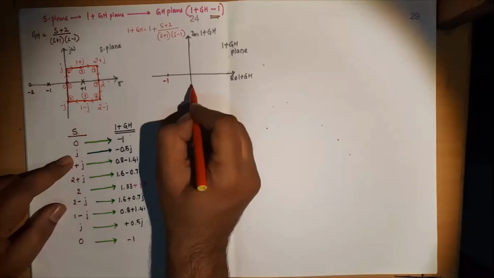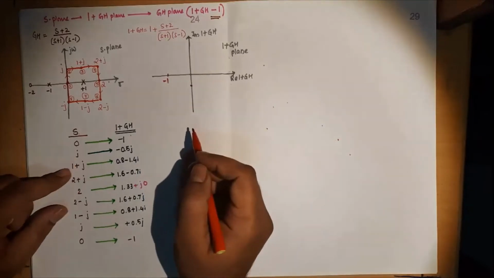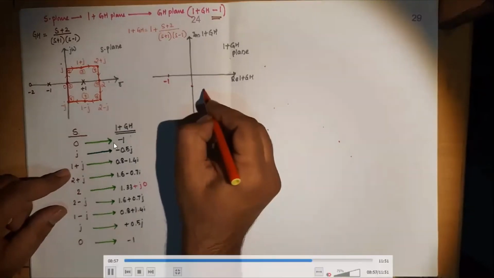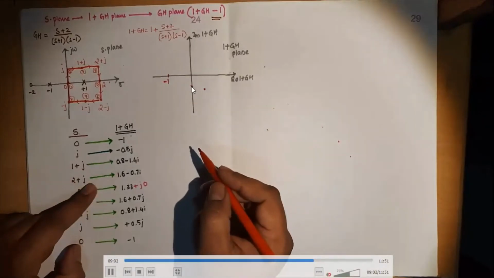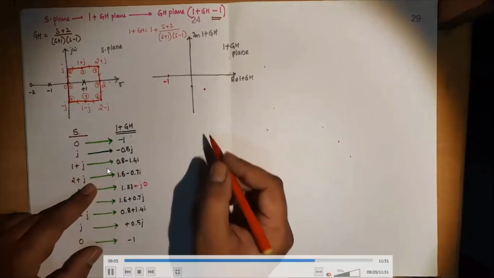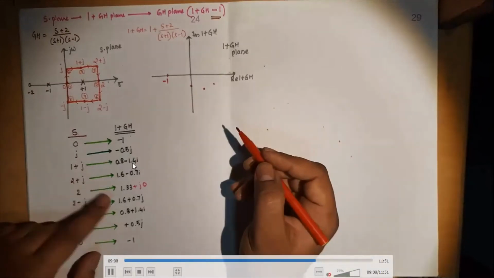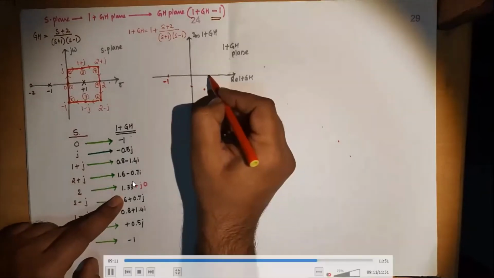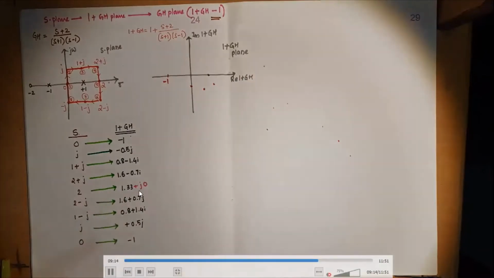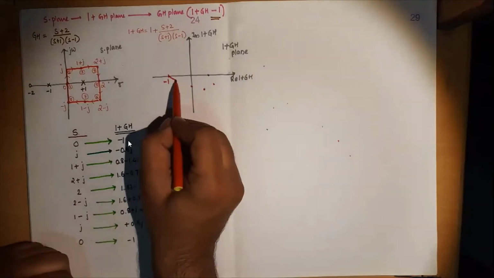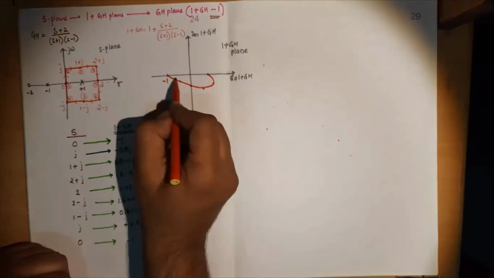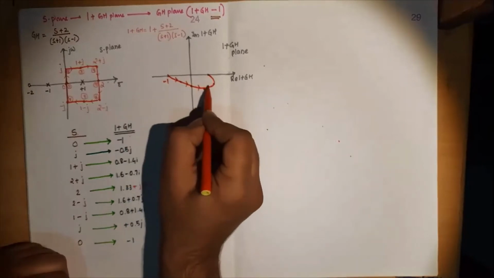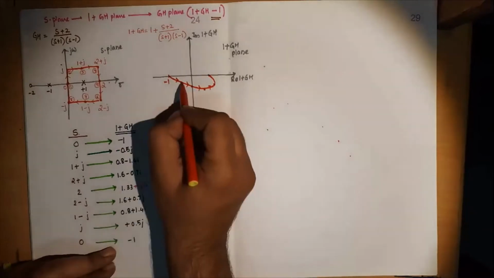So how do we get these points on the 1 plus GH plane? I'll start with the first point. It is minus 1. The second point is pure imaginary, minus 0.5J, somewhere here. The third one is 0.8, minus 1.4, fourth quadrant. Then 1.33 on the real axis. So if you join all these points, this is what you can expect. The mapped graph.